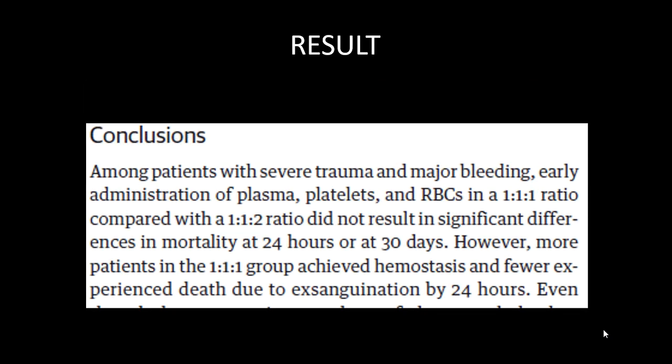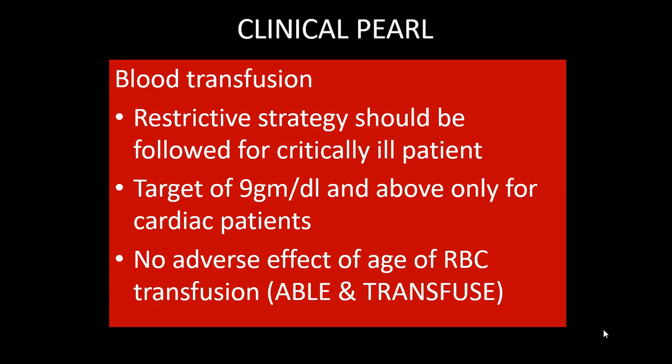And so they concluded that by following the 1:1:1 protocol, it did not result in significant difference in mortality at 24 hours or at 30 days. However, patients achieved hemostasis and fewer experienced death due to exsanguination by 24 hours, and that's the reason now ATLS is do 1:1:1 protocol. So regarding blood transfusion, restrictive strategy is what a universal policy we do.